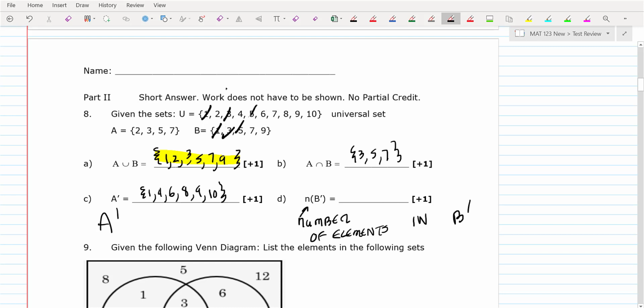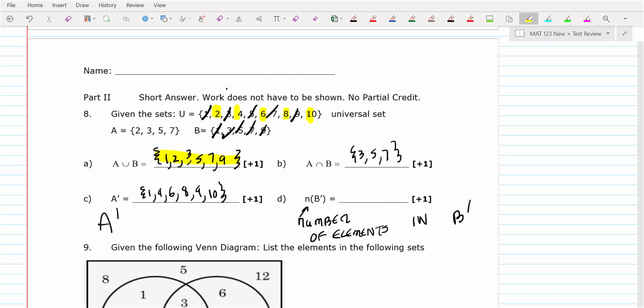5, going to mark that out. 7, going to mark that out. 9, I'm going to mark that out. Okay, just got to have a strategy for putting this together. So that's what B complement is. B complement is 2, 4, 6, 8, 10.